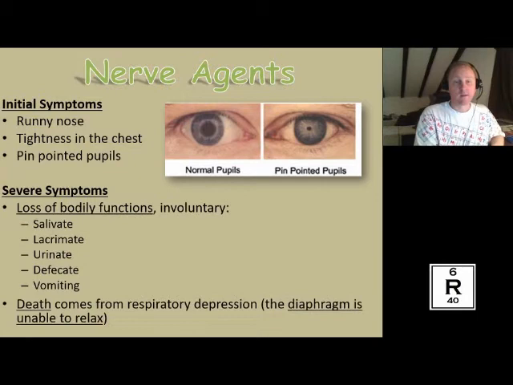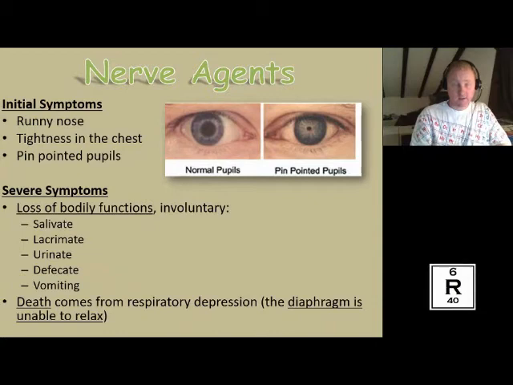Severe symptoms of nerve agents include loss of bodily functions. So you will involuntarily start to drool and salivate. Lacrimate means that you will involuntarily start to cry. You will also involuntarily urinate, defecate, and vomit.